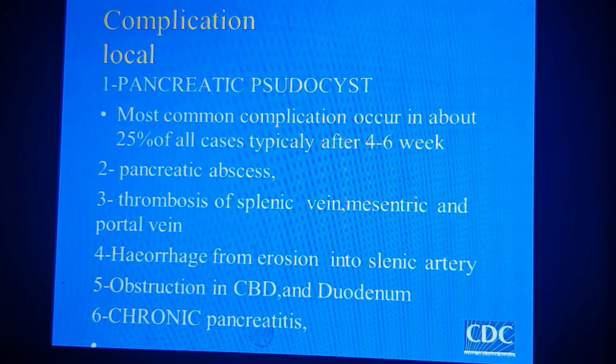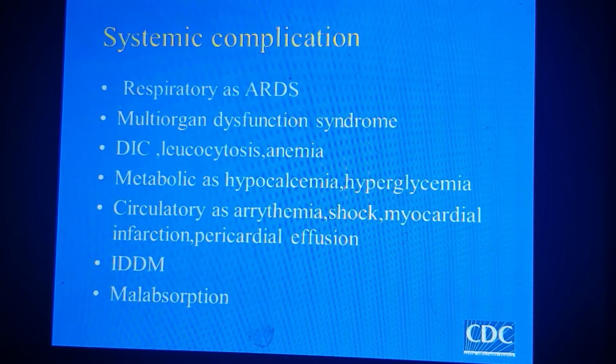This is the most common complication, occurring in about 25% of all cases and typically occurring after 4 to 6 weeks of acute pancreatitis. Pancreatic abscess, thrombosis of the splenic vein, mesenteric and portal vein, hemorrhage from erosion into the splenic artery, obstruction of the common bile duct and duodenum leading to intestinal obstruction, and chronic pancreatitis.